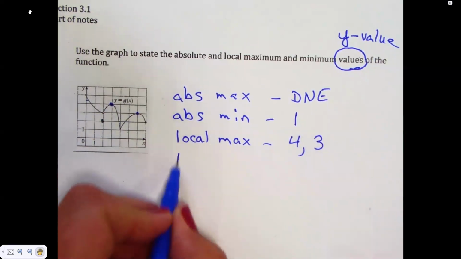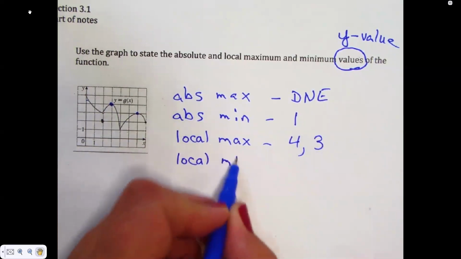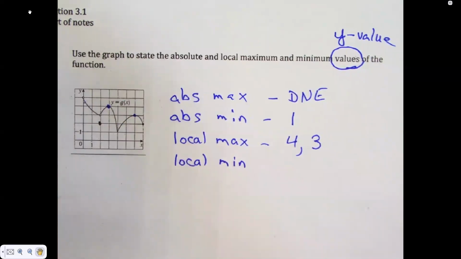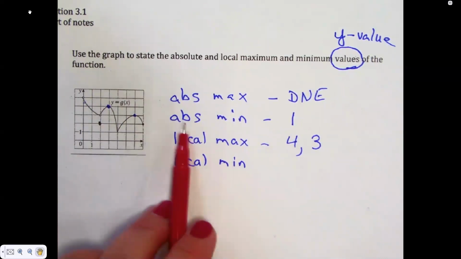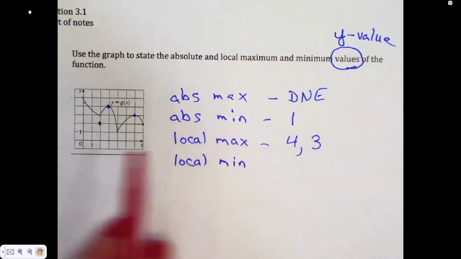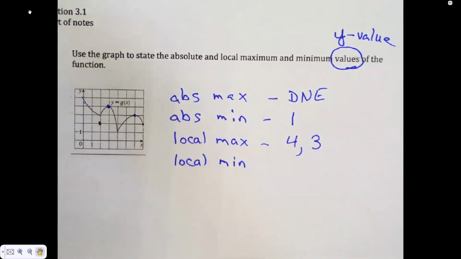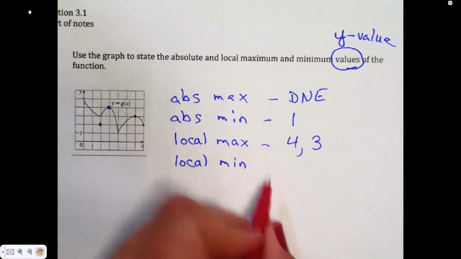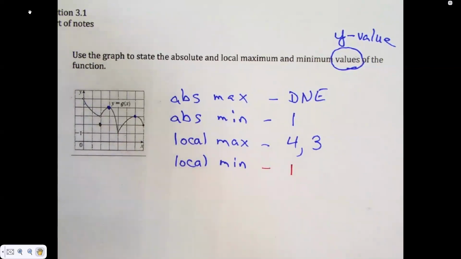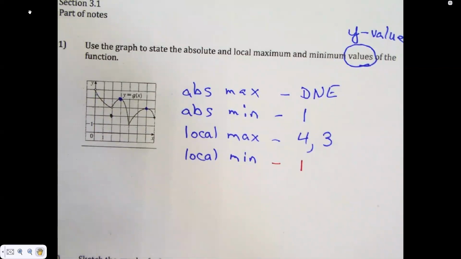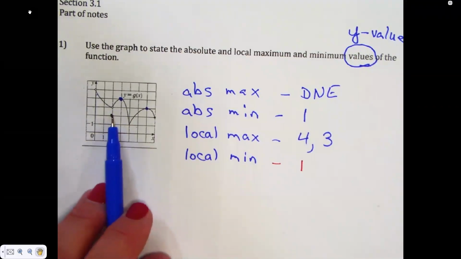All right, how about local mins? Well, I had an absolute min at 1. That is also, as long as it's not an endpoint, then it is also a minimum. As long as it's not an endpoint, then it also falls as a local. Let's see, is there any others? And again, this is kind of a technicality. We're going to go ahead with this guy.